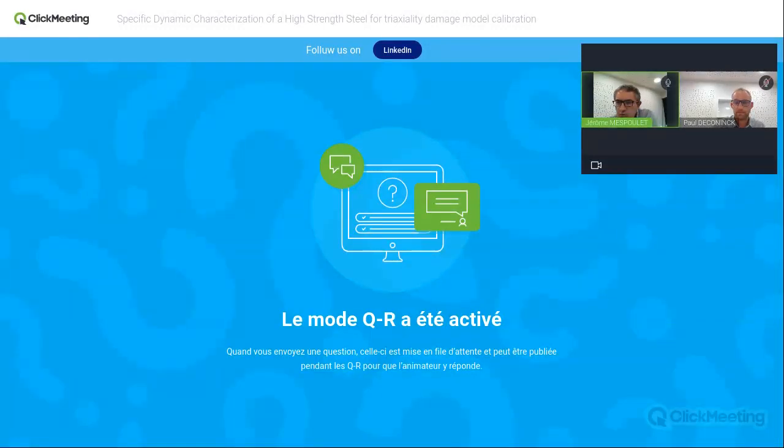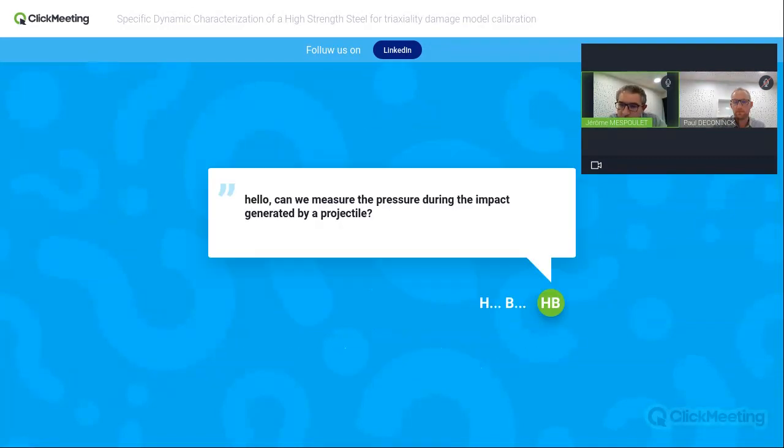Can we measure the pressure during the impact generated by a projectile? Yes, it is possible, but it depends on the projectile and the configuration. In fact, this test can roughly not be done with a classical impactor, because if you put something inside to measure, you can change the way the impactor will react. But you can have some configurations that can help you in getting this information.